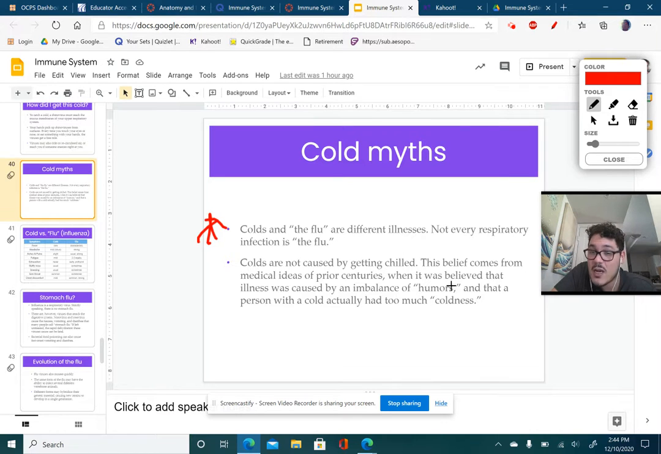Colds are not caused by getting chilled. This belief comes from medical ideas of prior centuries when it was believed that illnesses were caused by an imbalance of humors and that a person with a cold actually had too much coldness. So it's not literally that you're too cold, so you get a rhinovirus or you catch a cold. That's not how that works. Although there's some validity to that concept.